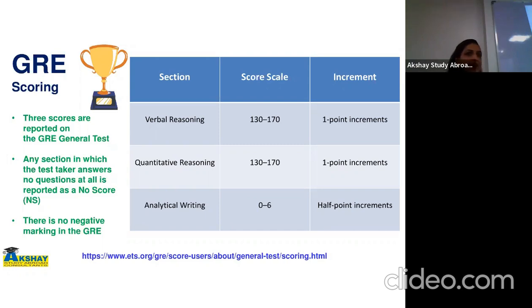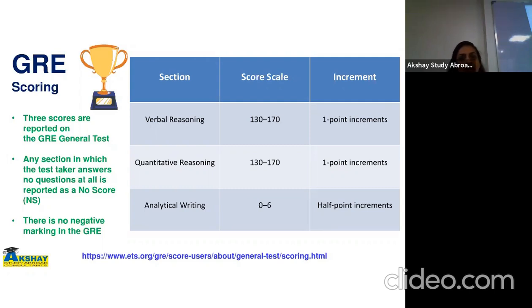And just now we discussed that there are 20 questions per section. That means there are 40 questions. Okay. So 40 questions and 40 points. That's the simple equation between the 130 to 170 range. So 130 is the base score. Consider it as 0. Okay.